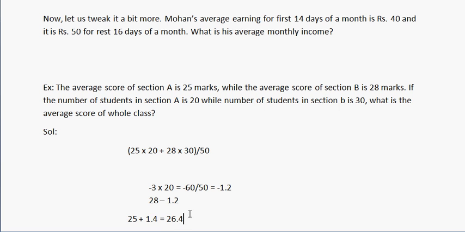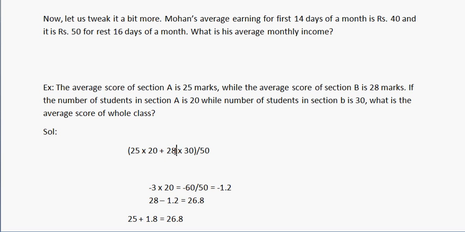So in this case it would not be 1.4, it would be 1.8, right? So it becomes 26.8, right? So here it would be 28 minus 1.2, which is again equal to 26.8. So from both the methods we are getting the same average. So you can use whatever is convenient for you.